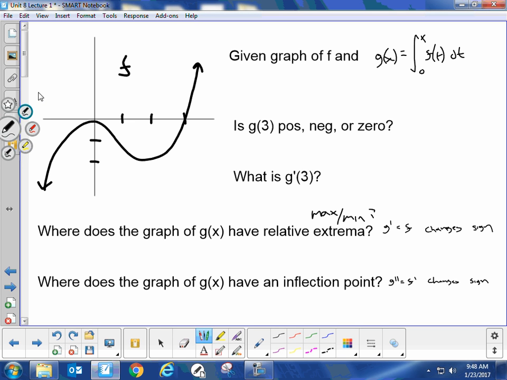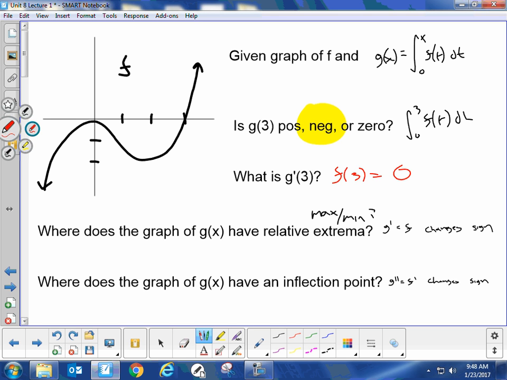All right, everybody, G of 3 is positive, negative, or 0? Negative. It's negative. Why is it negative? It's the area from 0 to 3. You look at the graph, the area from 0 to 3, negative, beneath the x-axis. What is G prime of 3? 0. It's the same as F of 3. F of 3 is 0.